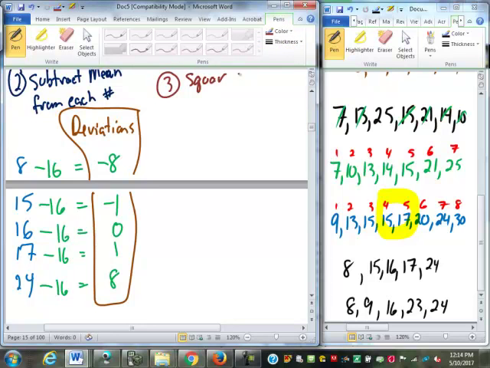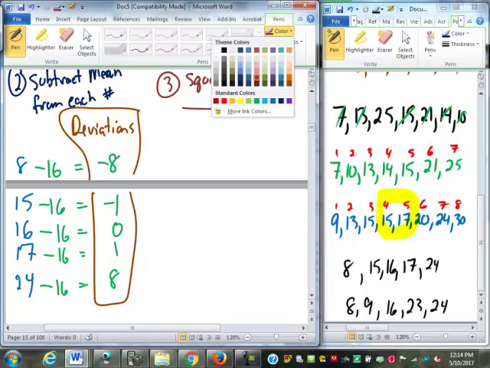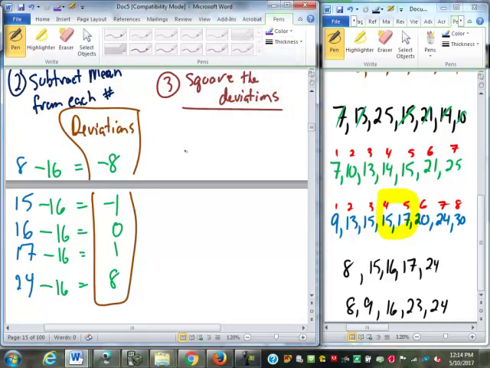Step 3 is to square the deviations. And you probably guessed the name is going to be the squared deviations. So negative 8 squared is 64. Remember, anytime you square a number, the result will be positive. So be careful when you put it in the calculator. You have to put parentheses around negative when you square it.